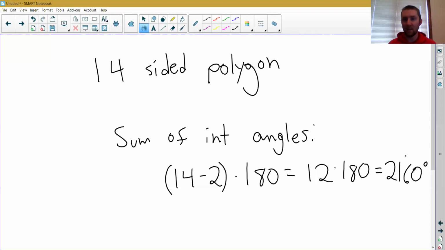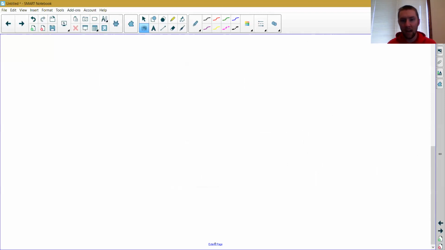Okay. Another thing this allows me to do is imagine that I have a shape, and I don't know how many sides it has, but I know that when I add all the inside angles together, they add up to be 900 degrees. Okay, it's 900 degrees.